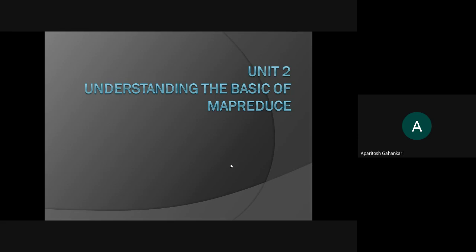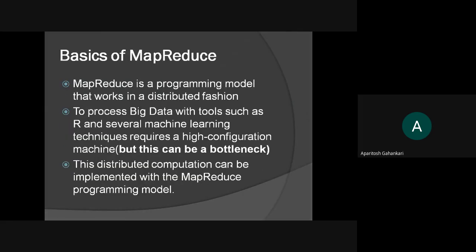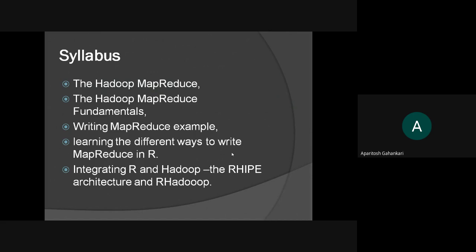Unit 2, Understanding the MapReduce. Okay, so out of this, we have completed the Hadoop MapReduce and its fundamentals, and we have completed writing the MapReduce example also using the Java programming language, and then we are about to deal with these last 2 points today, that is learning different ways to write MapReduce in R, and then integrating the R and Hadoop, that is RHIPE architecture and R-Hadoop. Okay, so these points we are going to cover today.